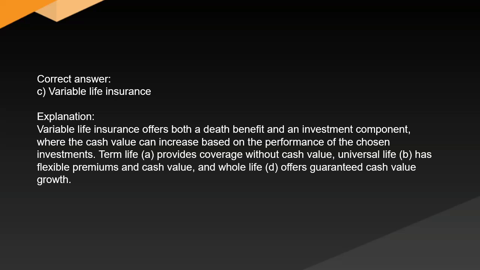Correct answer. C. Variable life insurance. Explanation. Variable life insurance offers both a death benefit and an investment component, where the cash value can increase based on the performance of the chosen investments. Term life, A, provides coverage without cash value. Universal life, B, has flexible premiums and cash value. And whole life, D, offers guaranteed cash value growth.